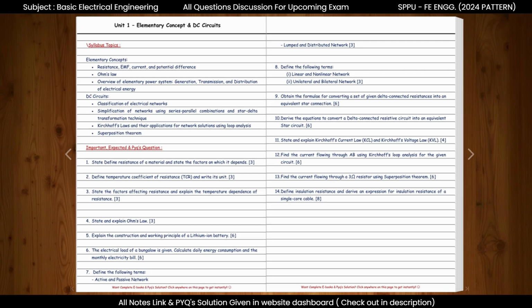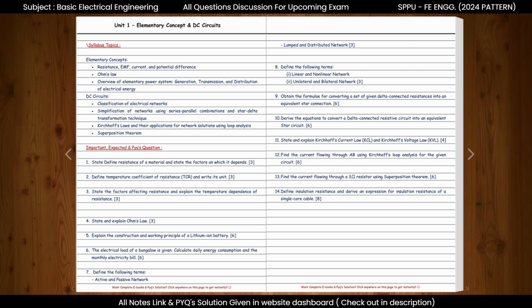Alright, let's move on to our next important topic: energy consumption. From this topic, we can expect questions such as the electrical load of a bungalow is given. Calculate daily energy consumption and the monthly electricity bill. Energy consumption is calculated by multiplying the power of each appliance by the hours it is used each day. The total daily energy use in kilowatt-hours is then multiplied by the number of days in a month to find the monthly energy used. Finally, multiplying this value by the electricity rate per unit gives the monthly electricity bill.